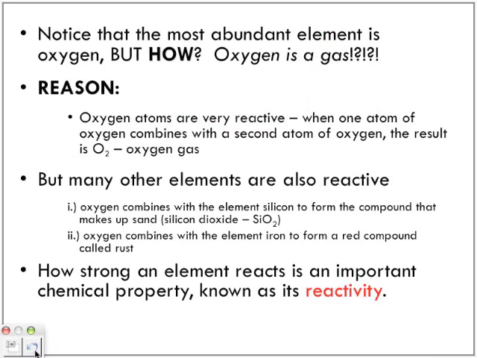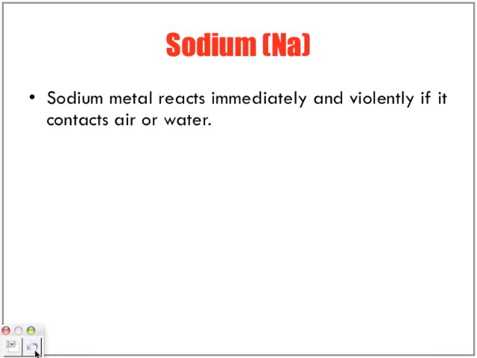How strongly an element reacts is an important chemical property which helps us understand reactivity. So how reactive is an atom? That's really important to know, because we want to know how stable this atom is alone. Is it going to react and form a new compound? Maybe this new compound might actually be harmful. So we want to know reactivity. So let's look at a couple of atoms. Sodium metal reacts immediately and violently if it's in contact with air or water.